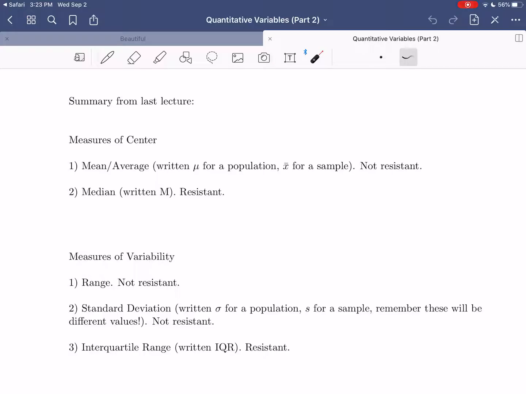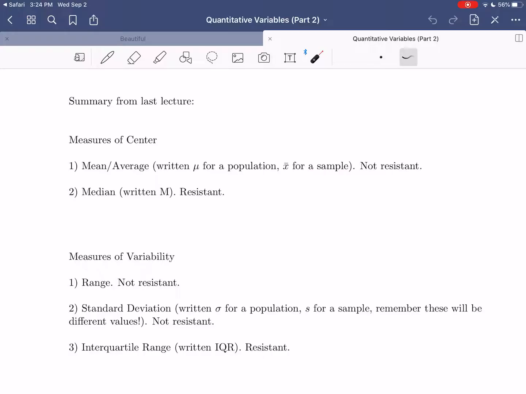In the last lecture, we managed to put together a couple measures of center as well as three measures of variability. So let's remind ourselves about those and some of the details that we found. Our first measure of center was what we called the mean or the average. In terms of notation, we often use the Greek letter mu when we're talking about the average of a population, and x with a bar over it when we're talking about the mean or average of a sample.